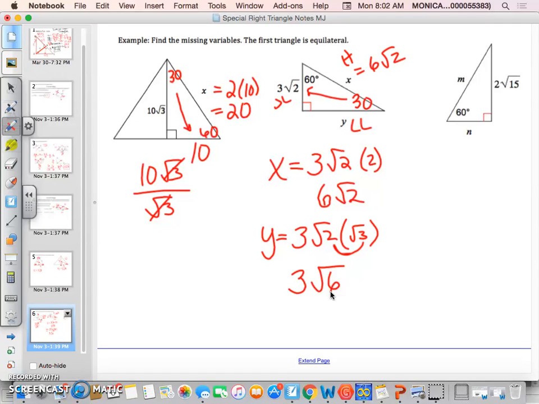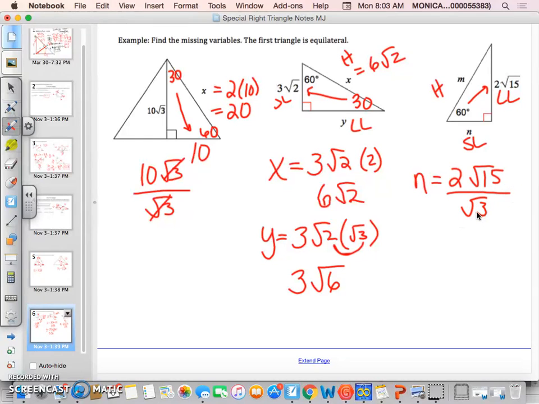All right, the last example we're going to do together is this one here. And again, I know my long leg. This is my short leg, and this is my hypotenuse. So if I take my long leg and divide it by the square root of 3, I end up with my short leg. So this is 2 times the square root of 15. I'm going to divide it by the square root of 3.